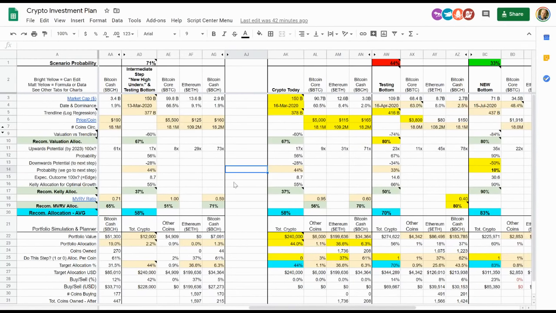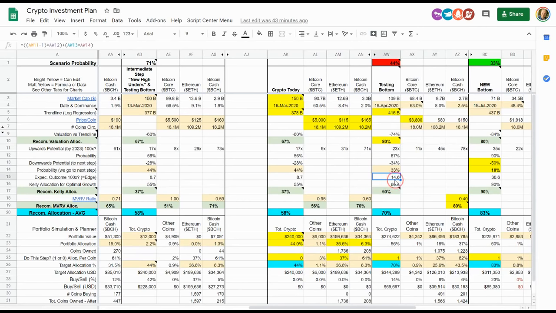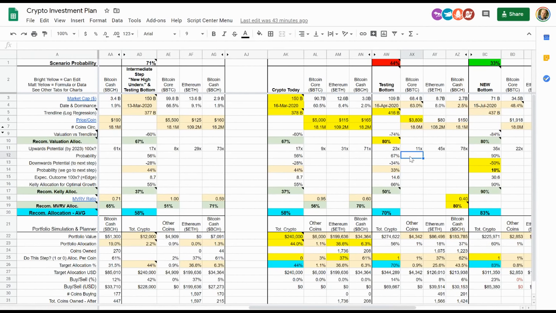So all these things, and if you look at my investment plan, we clearly reached this step, and I bought here at 5,500: 125 Ethereum, 160 Bitcoin Cash, an undervaluation of 40%. That's where we are today, also a little bit lower. But the question here is, did we test the bottom? At first I said on Twitter that I don't think we tested the bottom yet. That's the next stage. I have two more steps, testing the bottom and setting a new bottom, and probabilities linked to it. I had a probability of 66% to test the bottom, but I think we did it already.